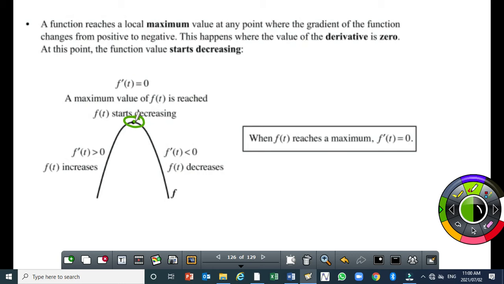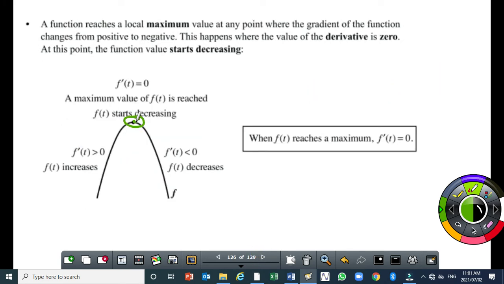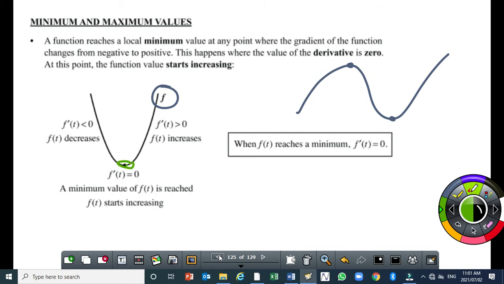At the minimum turning point, you get the minimum value. Minimum, yeah, maximum, yeah. Okay. At both points, the gradient is what? 0. At both the minimum turning point and the maximum turning point, the gradient is 0. All right?